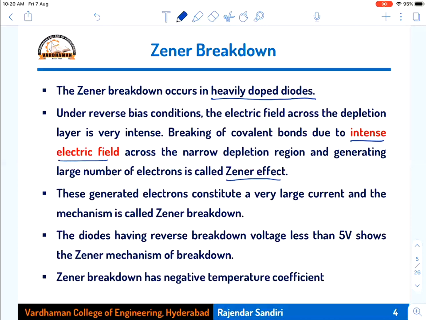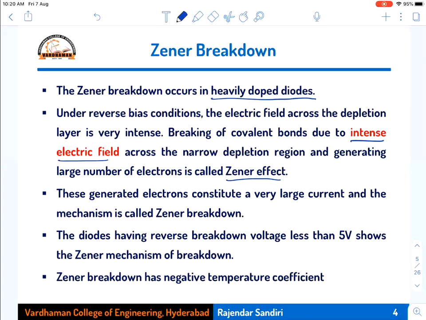And this generally occurs for low voltages, less than 5 volts, and shows the Zener breakdown mechanism. Okay, and Zener breakdown mechanism has a negative temperature coefficient, and this occurs in heavily doped diodes, whereas avalanche breakdown occurs in lightly doped diodes. Generally, avalanche breakdown occurs at high reverse voltages. Zener breakdown occurs at low reverse voltages because of the doping nature, heavily doped and lightly doped.